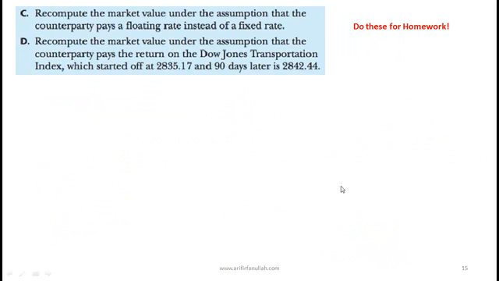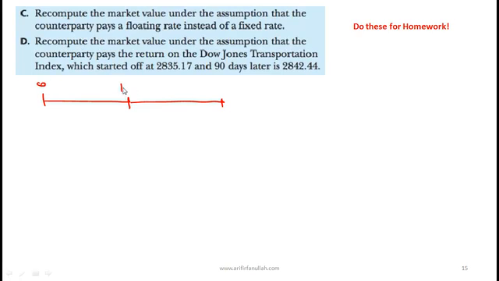Okay, now let's look at these items also. I mentioned do this for homework, but we'll just do it briefly over here. Recompute the market value under the assumption that the counterparty pays a floating rate instead of a fixed rate. Now, how will this work? So, if the counterparty is paying a floating rate, then what happens? How do you figure out the present value for the floating payment? And this again is a recap of what we've done before.